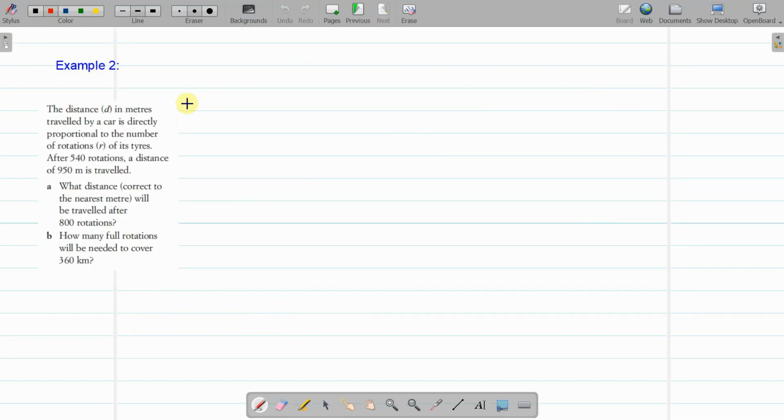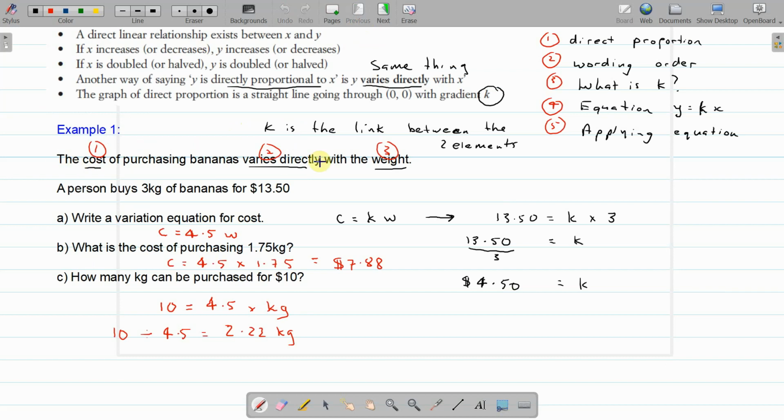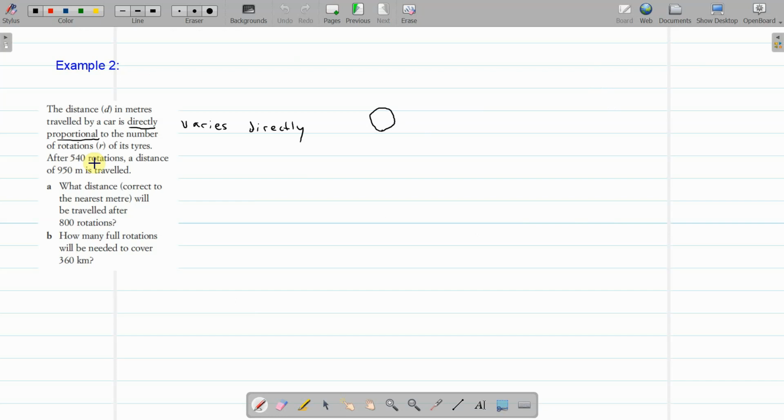This is our textbook question, example number 2. So let's have a look. Distance in meters travelled by a car is directly proportional to the number of rotations of its tyres. So in other words, the same as varies directly. Same thing. So how many times does a tyre go around once? Then, so that's the first thing, there's our statement, just like here. That was my scenario statement. Here it is, 3 kilos for 1350. This one, we got 450 rotations, distance of 950 metres.